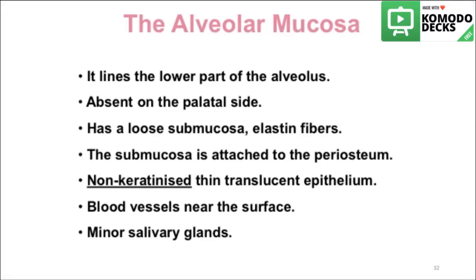Moving to the alveolar mucosa, it lines the lower part of the alveolus from the facial side. It has a loose submucosa rich with elastin fibers for mobility, and it helps in speech. It has a submucosa which is attached to the periosteum. Of course, it's non-keratinized lining epithelium, and we have many blood vessels near the surface, which are obvious if you stretch your alveolar mucosa. Many salivary glands are also present.